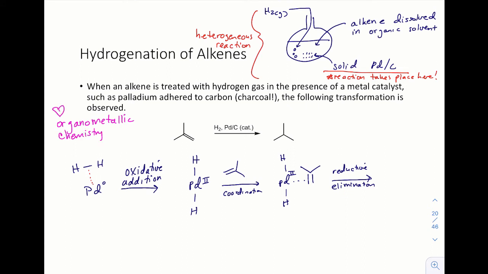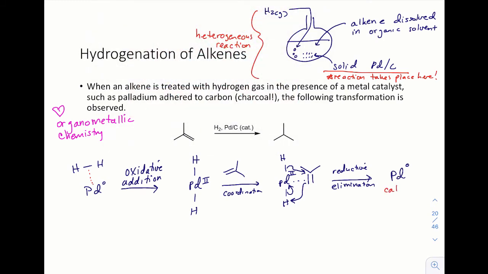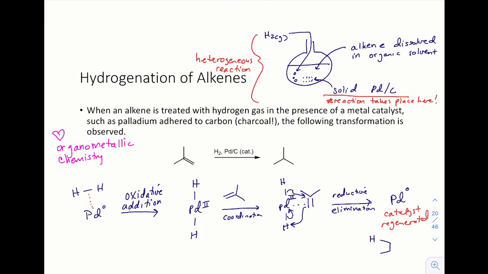So following that reductive elimination step, what happens is one hydrogen adds to one of the carbons of the alkene. The pi electrons of the alkene accept the other hydrogen, and then palladium gets back those electrons. It goes back to palladium 0. So you can see the catalyst has been regenerated. It is a catalyst. And an alkane has been made.